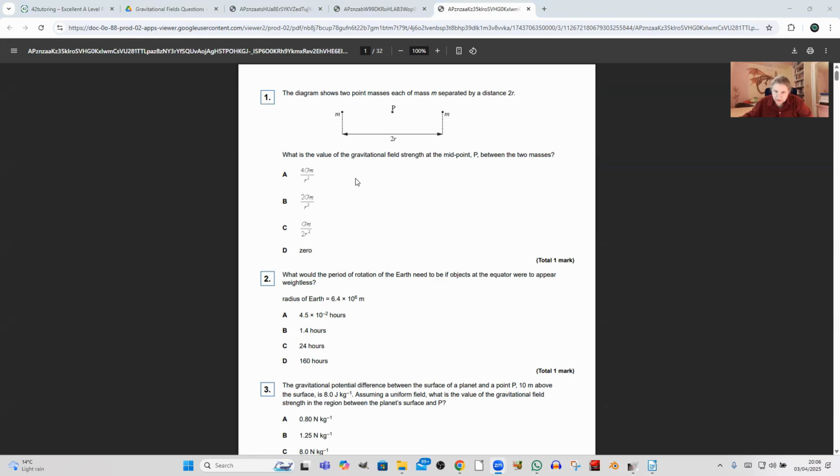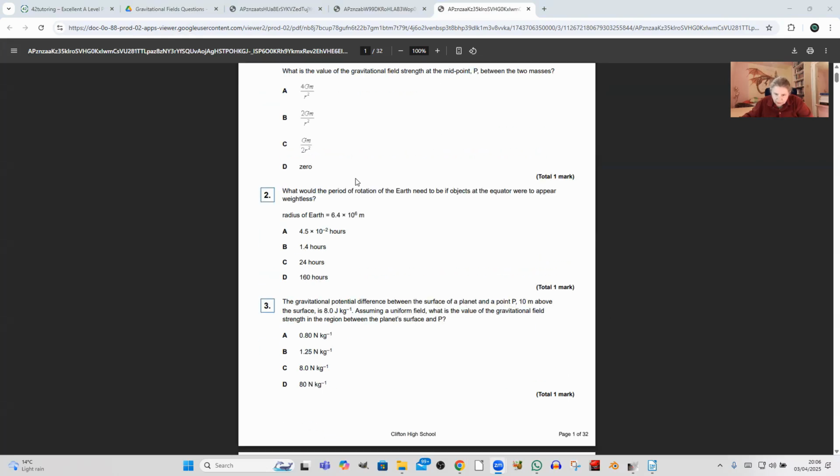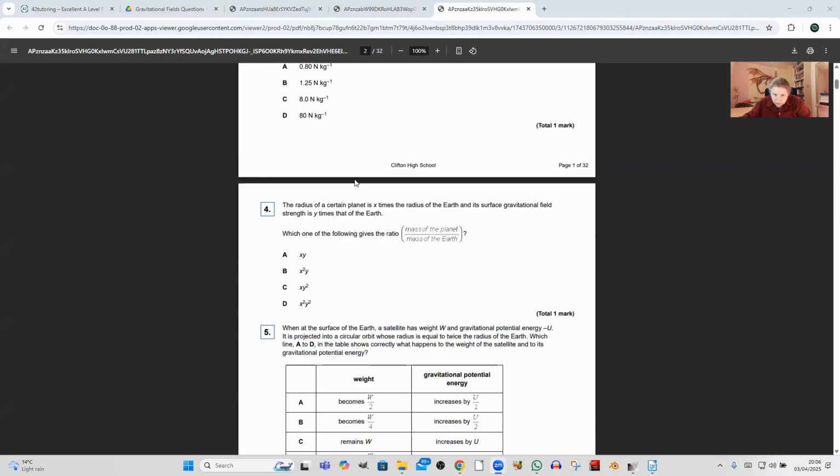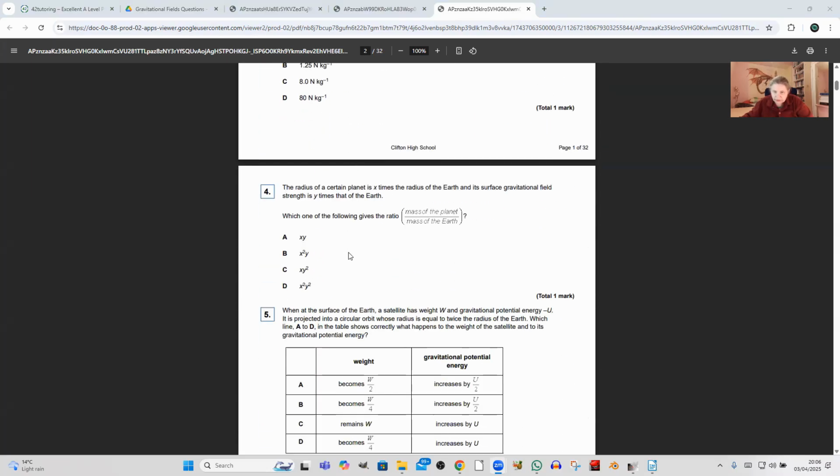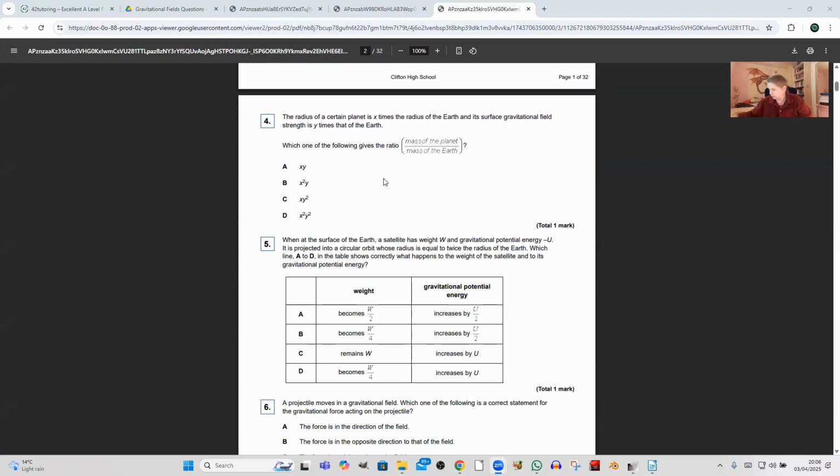Shall we go for this? No, I'm not going to go for that one. I want to do a ratio question. There we go. There's a ratio question. Okay. So question number 4, and like I say, they come up a lot in these.